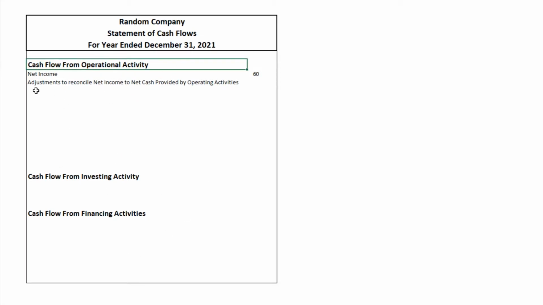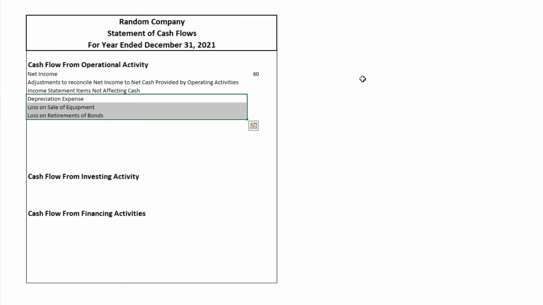Okay, so we have net income, and then we have to figure out how to go from this number to the amount of cash that came from operating activities. And so that's why it's adjustments to reconcile net income to net cash provided by operating activities. And the first step to that is income statement items not affecting cash.